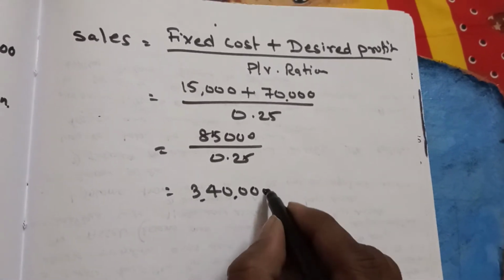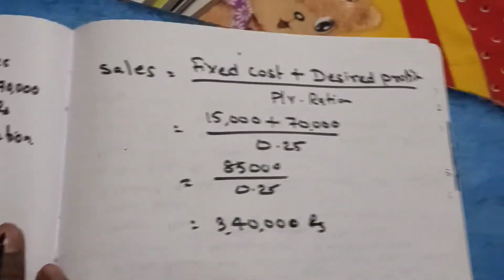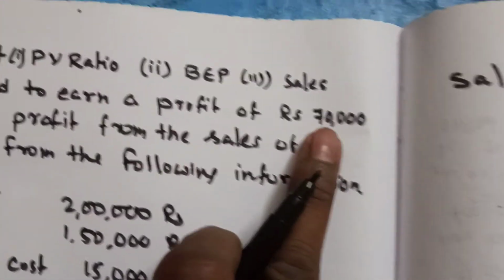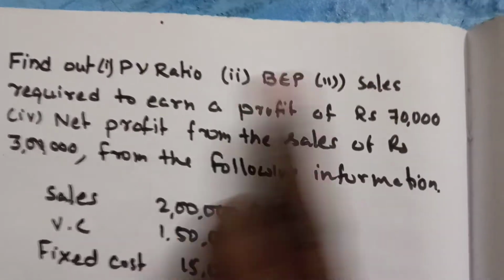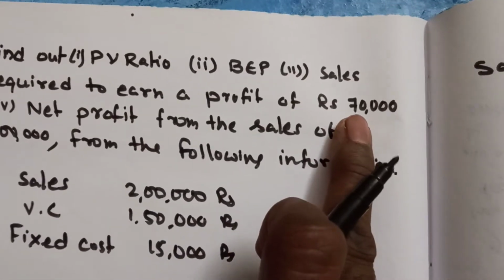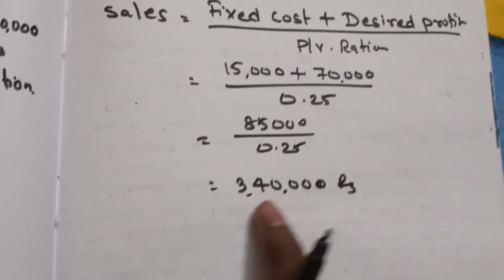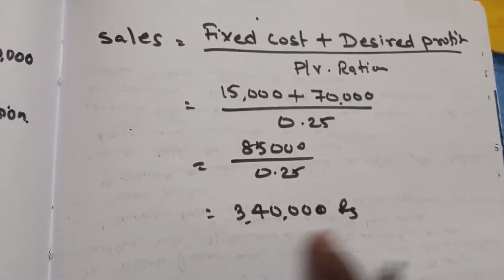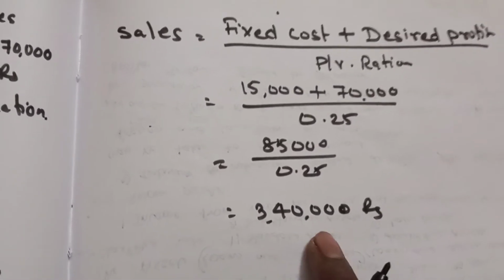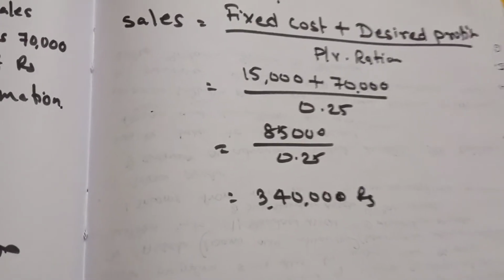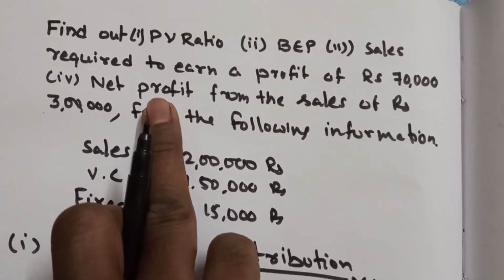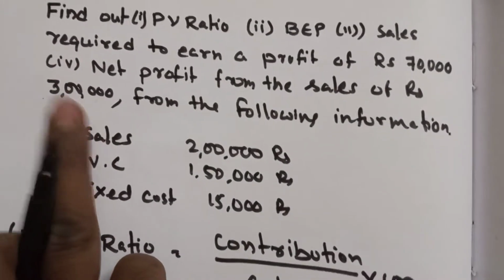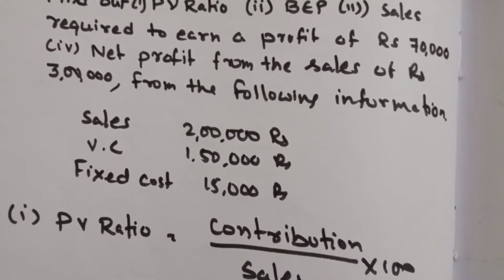That means if we want to get a profit of 70,000, how much sales do we require? To earn a profit of 70,000, we need sales of rupees 3,40,000. This is a simple solution, completely based on formulas. Next question is, find the net profit from the sales of rupees 3 lakhs. If our sales is 3 lakhs, how much profit will we get?